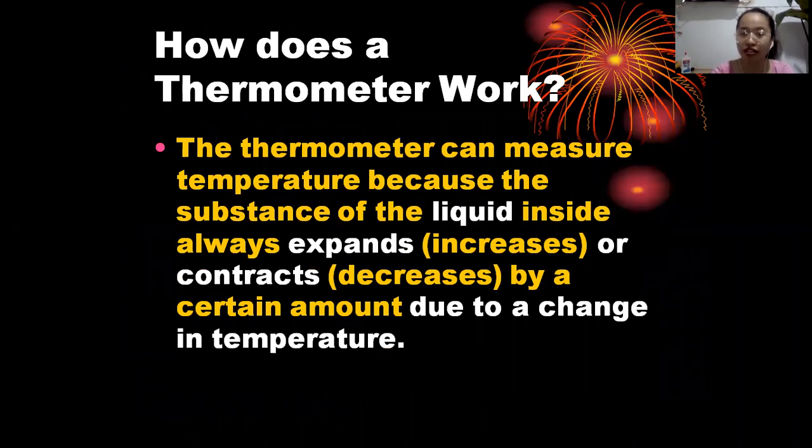Have you observed a thermometer? Have you used a thermometer? You observe that there's a liquid inside, right? And that's what we call liquid mercury. When you put the thermometer in hot water, you can see that the liquid inside will go upwards, because the atoms or molecules of that liquid will get energized when it undergoes heating. That's why it expands and it increases.